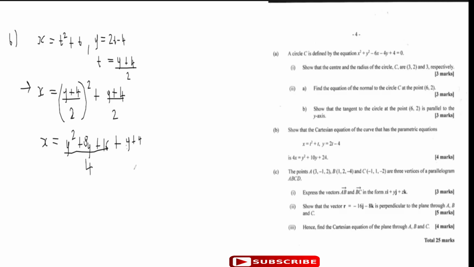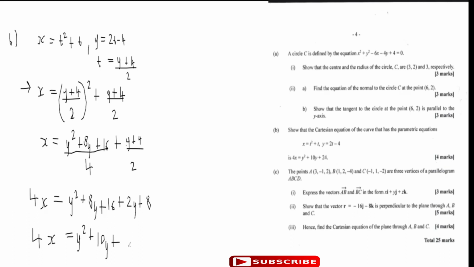Now the equation that they showed had 4x, so all we need to do is multiply through this equation by 4. If we multiply through by 4, it becomes 4x is equal to y squared plus 8y plus 16, and then multiplying 4y over 2 just becomes 2y, and 4 times 4 is 16, 16 over 2 is 8, so you get 2y plus 8. Good. So finally we can conclude that 4x must be equal to y squared, 8y plus 2y is 10y, so y squared plus 10y, and 16 plus 8 is 24. And we showed it. This is now the Cartesian equation.